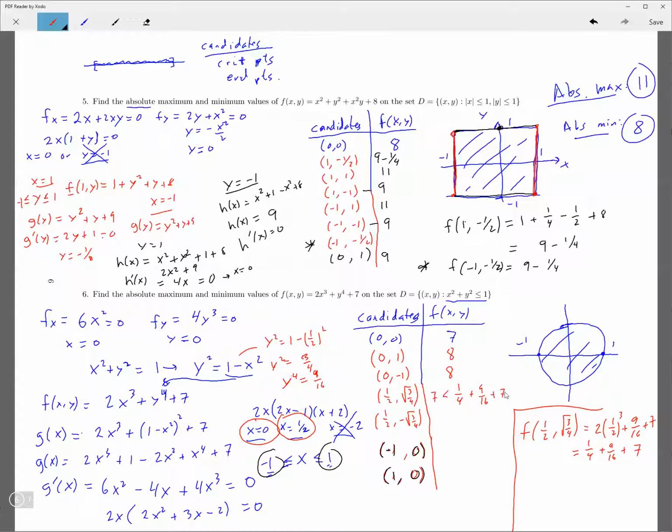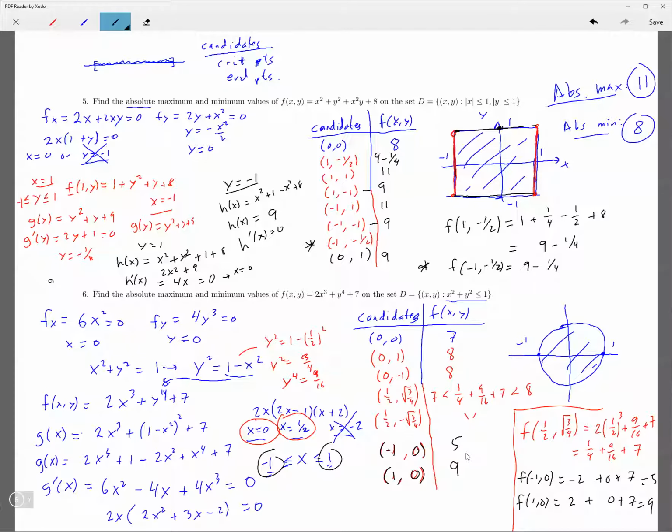We know that's going to be greater than 7 and less than 8. It's going to be between 7 and 8, so it's not going to qualify for being absolute maximum or minimum. The same thing with this one. This gives you the same value. And if you put a -1 in for x, so f of (-1, 0), and a 0 for y, you get -2 plus 0 plus 7, you get 5. That's 5. Okay, that's now the local minimum. And if you put (1, 0) in, you get 2 plus 0 plus 7, you get 9.